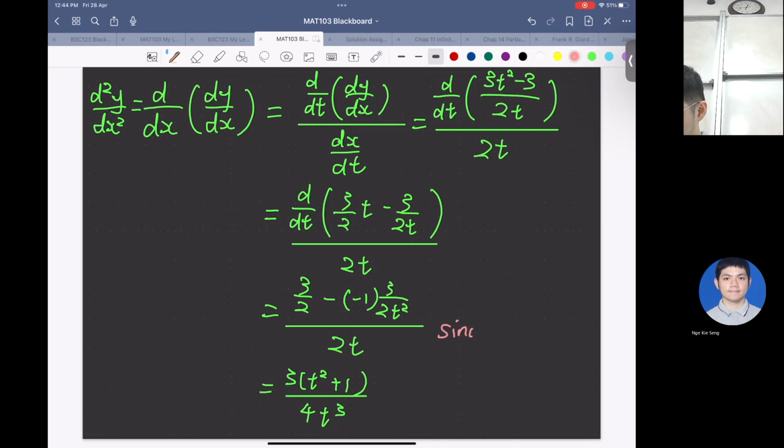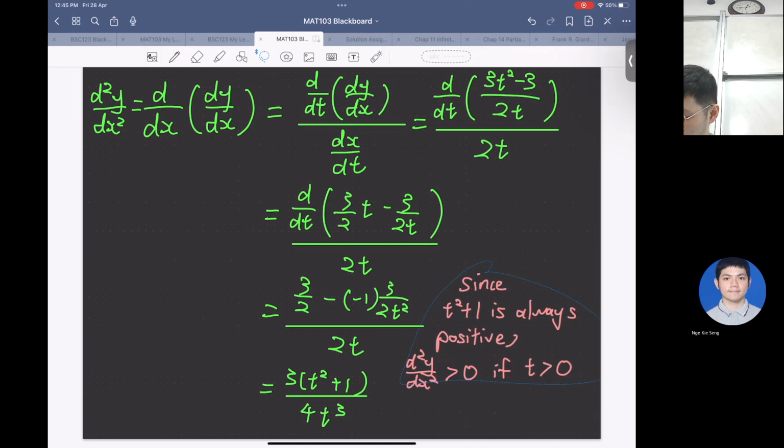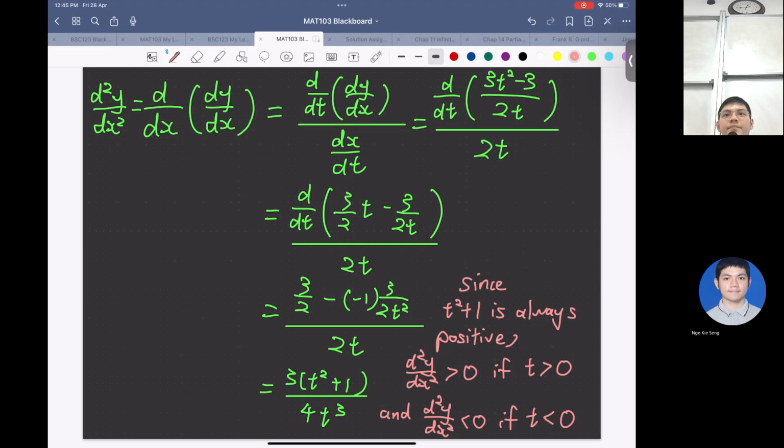So let me write down. Since t squared plus 1 is always positive, d squared y over dx squared is greater than 0 if t is greater than 0, and it is less than 0 if t is less than 0. Okay? Yeah. Okay.